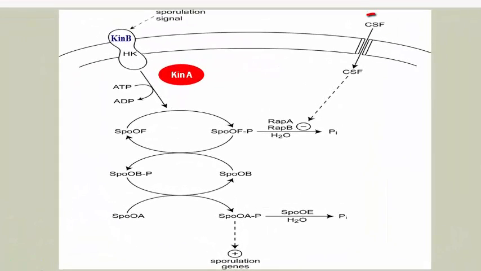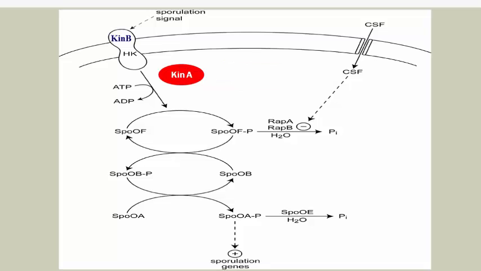When the concentration of CSF in the extracellular environment is high, which occurs when nutrients are depleted, KinB, a membrane-associated histidine kinase, and KinA, a cytoplasmic histidine kinase, autophosphorylate. The phosphoryl group comes from the ATP donor, which is hydrolyzed to ADP, converting KinB to KinB-P and KinA to KinA-P.